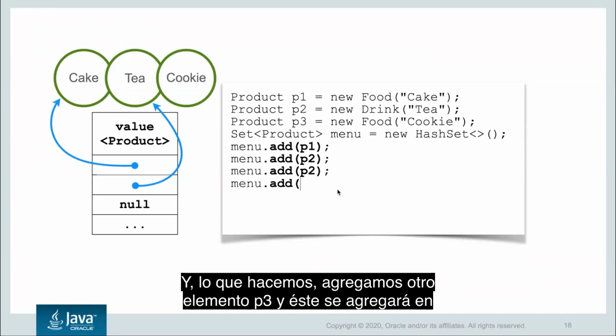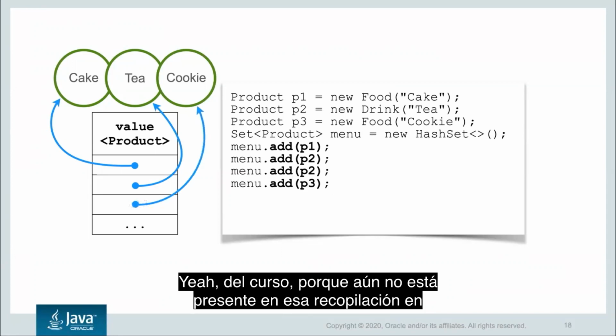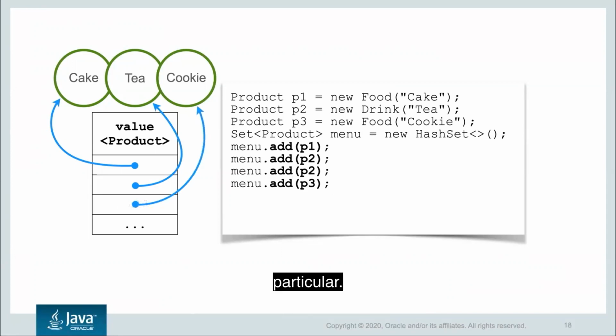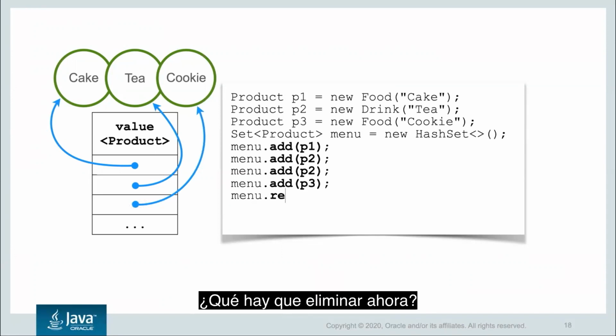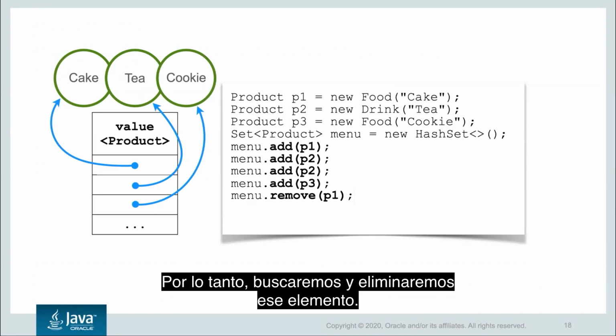And the next thing we do, we add another element p3, and this one will actually be added, of course, because that's not yet present in that particular collection. Now, what about remove? Sure, we can do that. Remove a particular element, and we'll search through and remove that element.